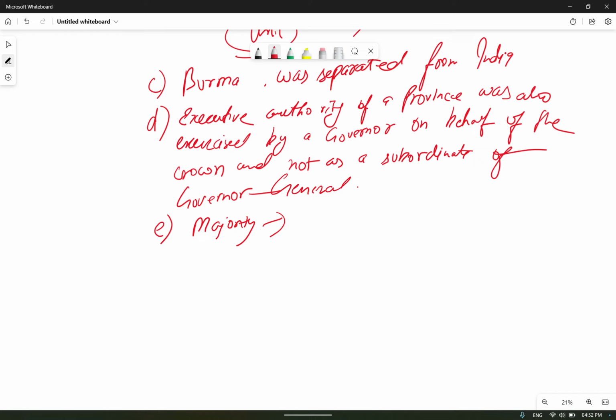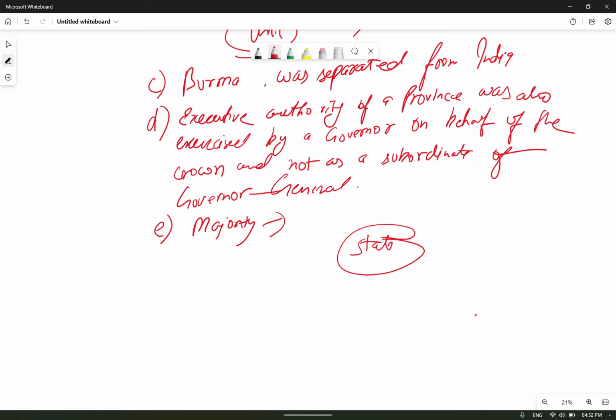The central legislature was bicameral, consisting of the Federal Assembly and the Council of State, and in 6 provinces the legislature was bicameral, comprising the Legislative Assembly and the Legislative Council. In other provinces the legislature was unicameral. So within the provinces also, in today's scenario too, there can be a bicameral legislature within the state, and it was not mandatory. Some states are unicameral and some states could be bicameral as per their requirement.